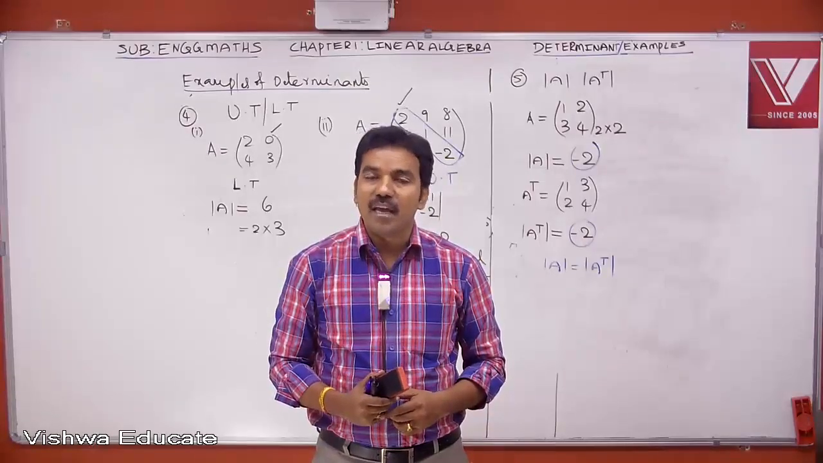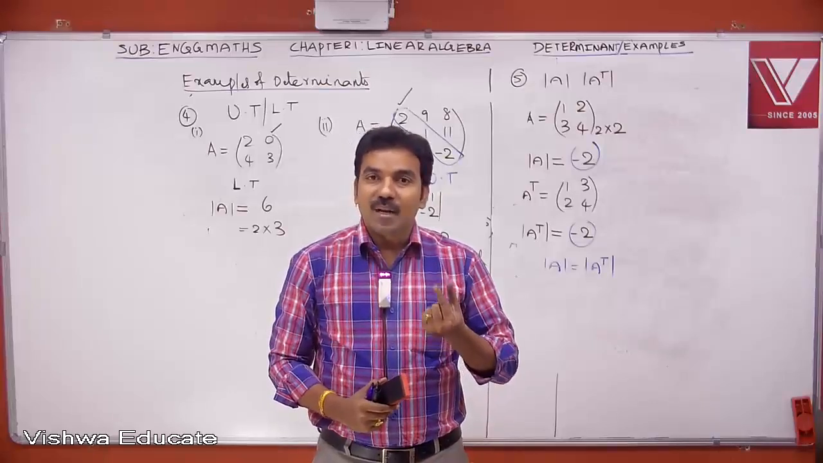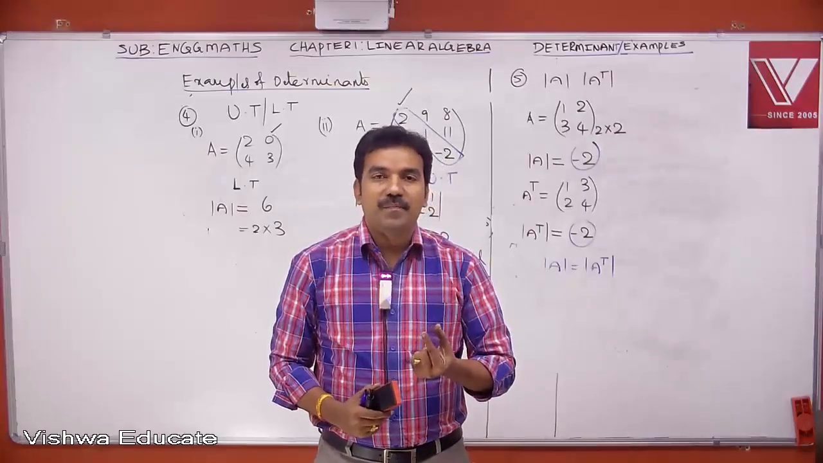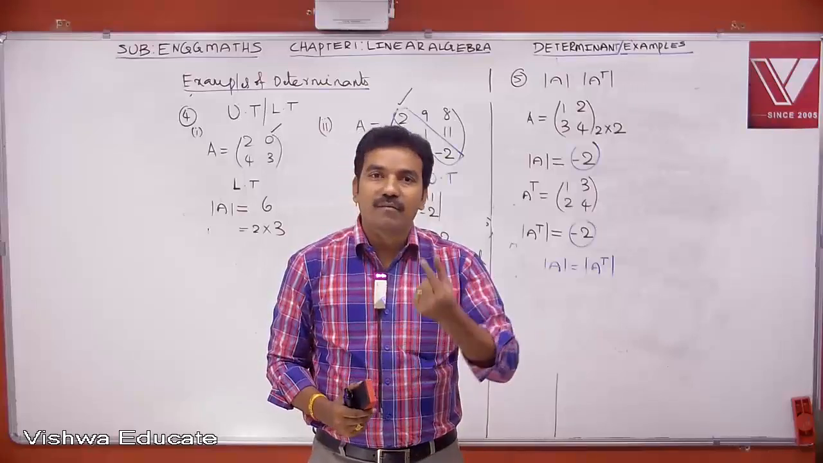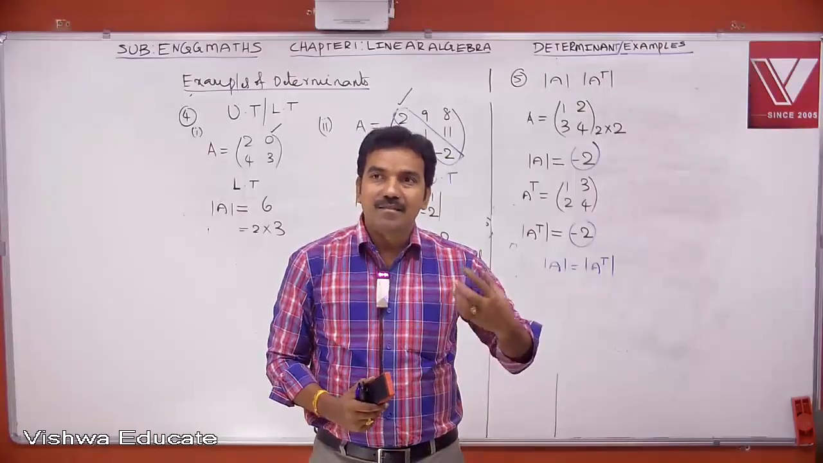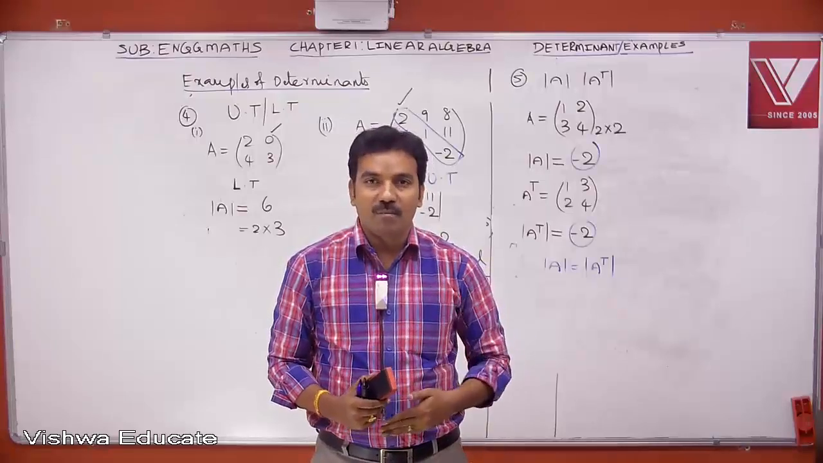capital A11, A12, A13. What is that capital A11? Determinant of a 2 by 2 submatrix. A12, determinant of a 2 by 2 submatrix. A13, determinant of a 2 by 2 submatrix. Basically, this is called the recursive definition of finding the determinant of a square matrix.